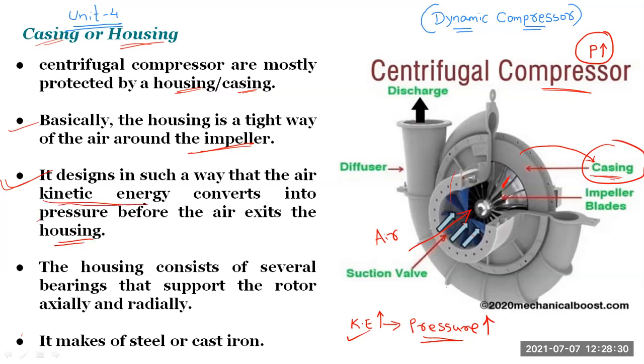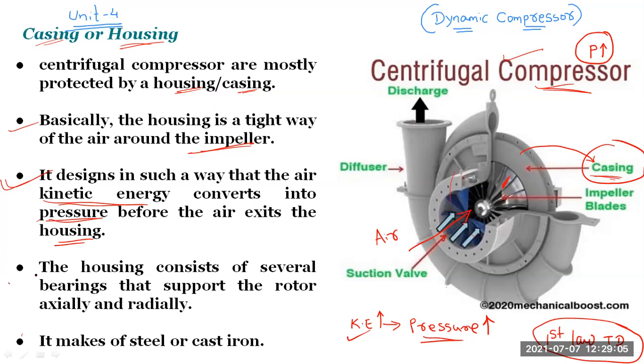So the kinetic energy of the air will be converted to pressure energy according to the first law of thermodynamics. What is the first law of thermodynamics? Energy can neither be created nor destroyed, but it can transform from one form to another form. So the kinetic energy of the air will be converted to pressure energy. So the pressure of the air will increase, and hence the name compressor will be justified.